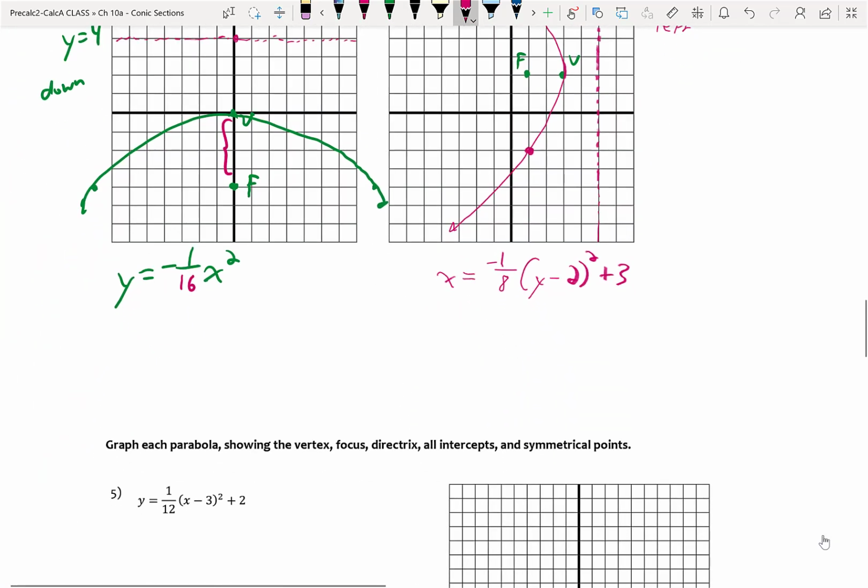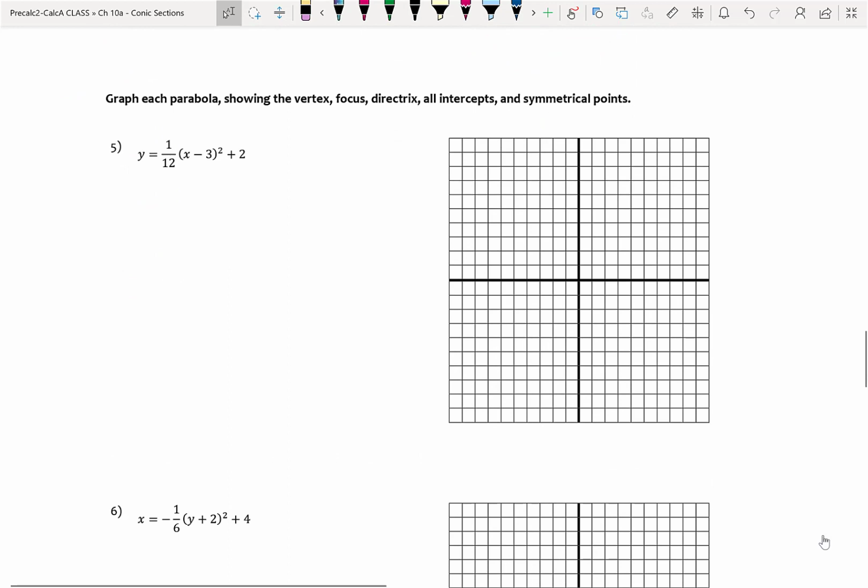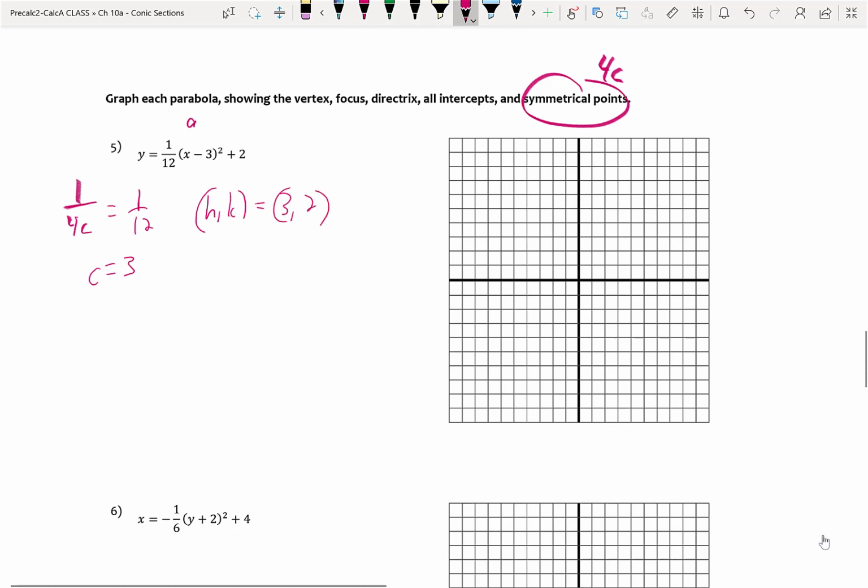So let's do some from start to finish, graph showing all of these things. So symmetrical points, these are my 4C points, and we'll show those here in a bit. I know that 1 over 4c is equal to 1/12, because that's the a value, which means that c is equal to 3. I know that hk is 3, 2. So if I graph 3, 2, I know that the graph opens up because it's a positive leading coefficient and it's a y equals. So 3 up and 3 down is the focus and the directrix.